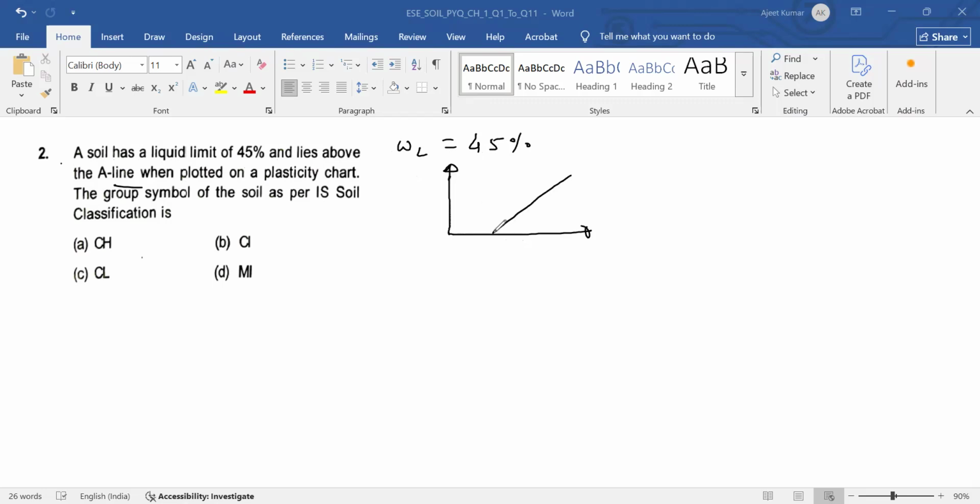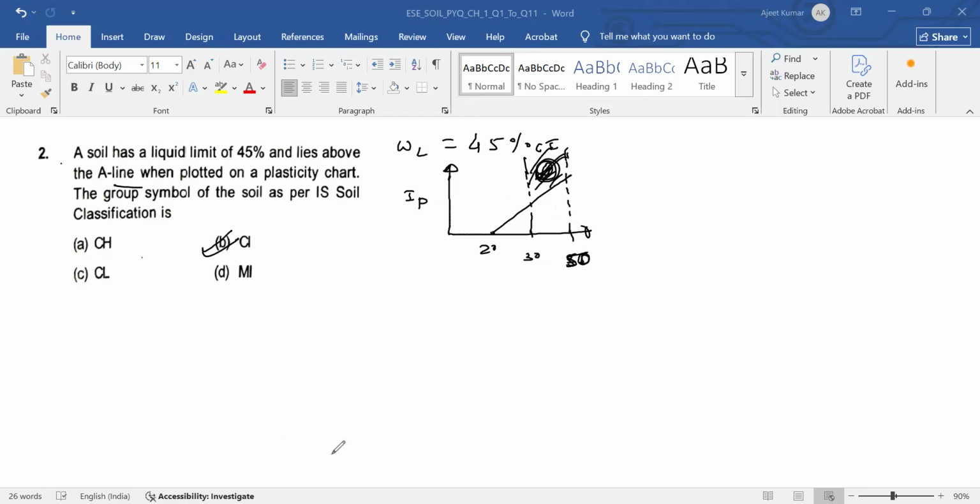So this is 20, this is 30, this is 50, IP, and 45, and above this line. So this will be the region. Okay, and in this region the soil is called what? CI. So the answer will be B.